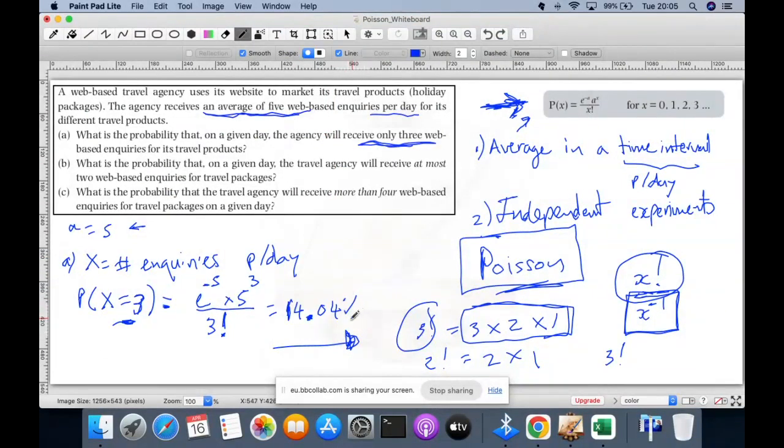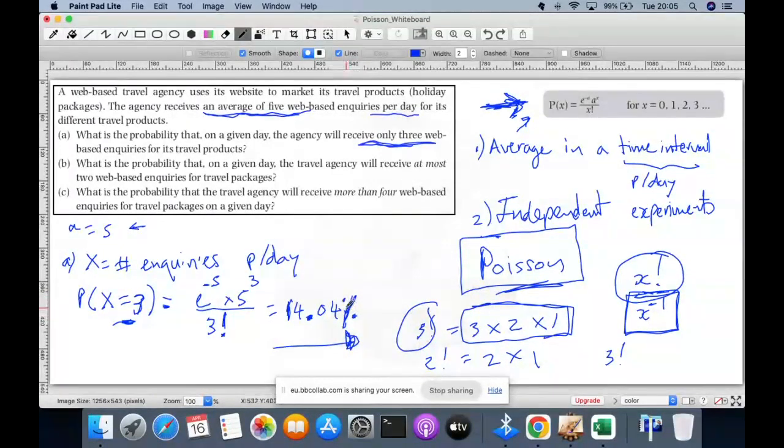And then provide just a statement to interpret it. To say, so what we were being asked in question 1 is, what is the probability that we will have 3 web-based inquiries? So you just say there is a 14.04% chance of having 3 web-based inquiries.